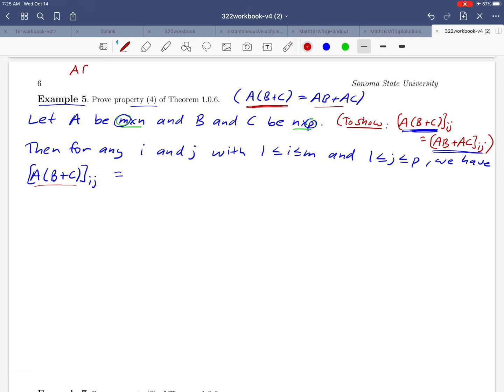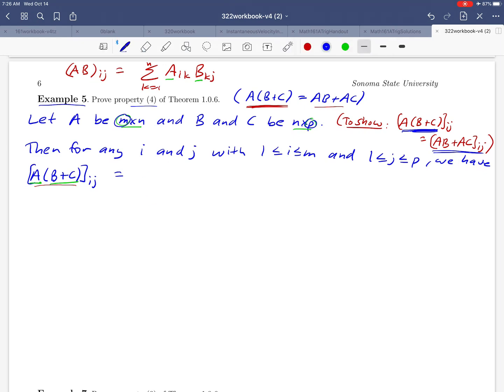So if you page back a couple of pages here, you will notice that we defined the ijth entry of AB like this. It was a sum, okay, going from 1 to n of a_ik times b_kj. That's the definition that we need to apply. The only difference is that instead of A and B, what we have is A and B plus C. Okay, so we're going to use A and B plus C in this definition, and it's going to look like the sum from 1 to n.